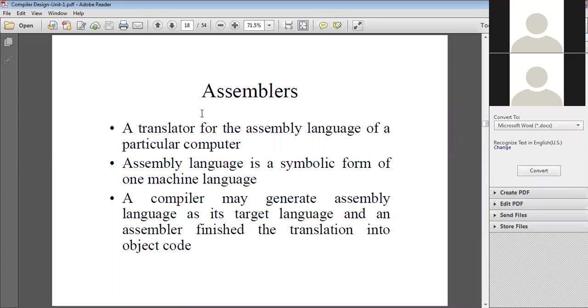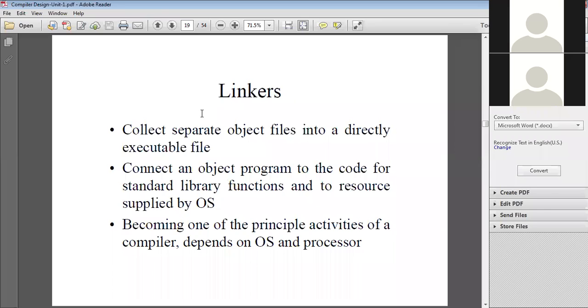So assemblers are called translators. A compiler converts the whole program into machine language, so compilers are faster as compared to other translators. Linkers: what are the linkers? They collect separate object files into a directly executable file. Linkers link your program. Whenever you write a program, the linker provides the linkage to different libraries.